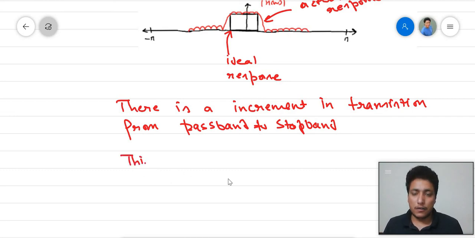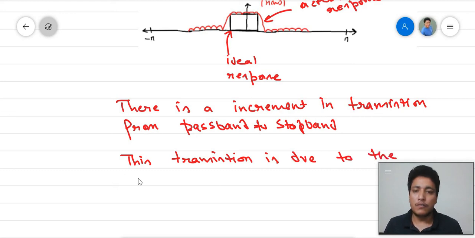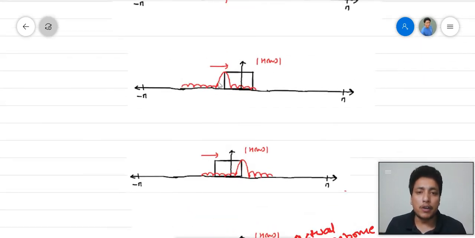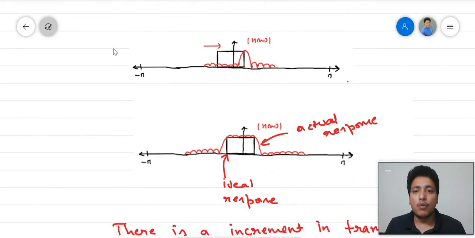This transition is due to the width of the main lobe. We will again revisit the same diagrams, figures. So please see this particular case. Here comes the transition. This transition will be sharper as the width of this particular window is smaller. Ideally, it should be an impulse response, just at this particular point. Linear response, right? And this linear response is attributed to the main lobe width.